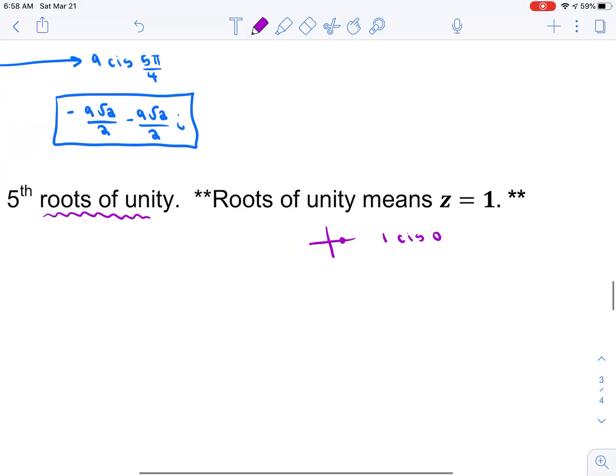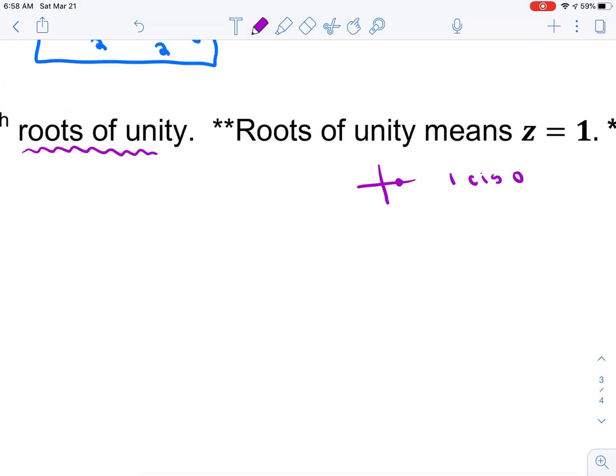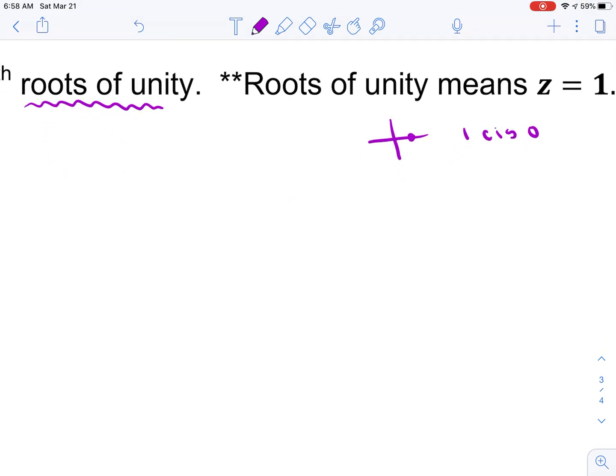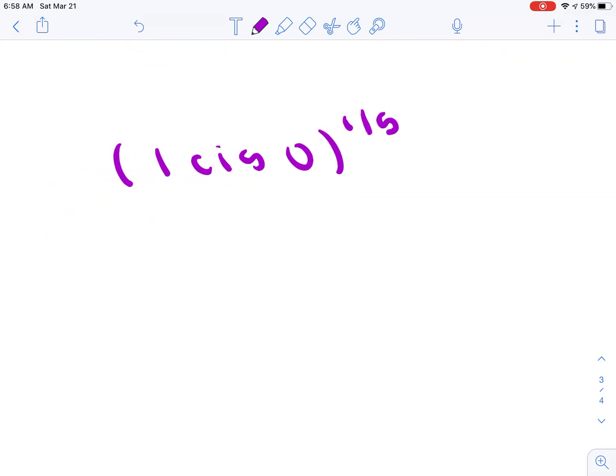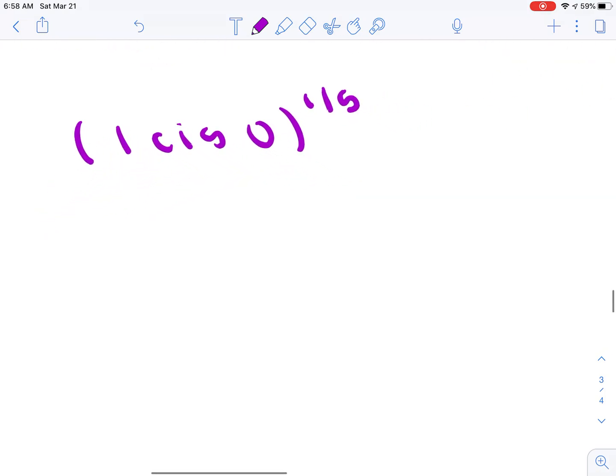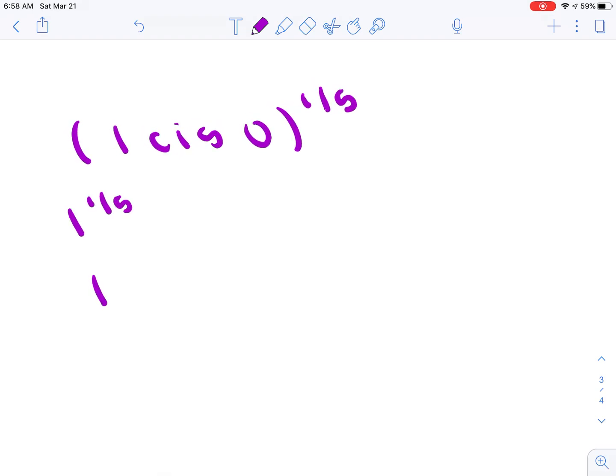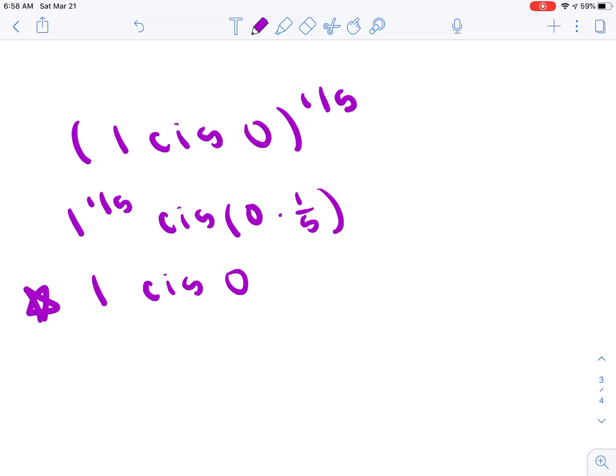And we want to find the 5th roots of unity. In other words, that means we're going to take 1 cis 0 and raise it to the 1/5 power. This seems very basic, and it really is, because when we use DeMoivre's, 1 to the 1/5 power is going to be 1, and then when we take 0 and multiply it by a 5th, we just get 0. And that is our first answer.